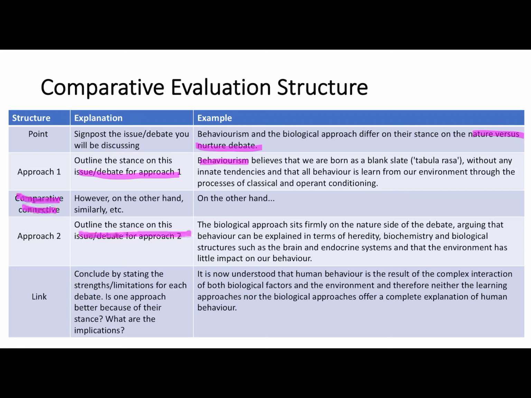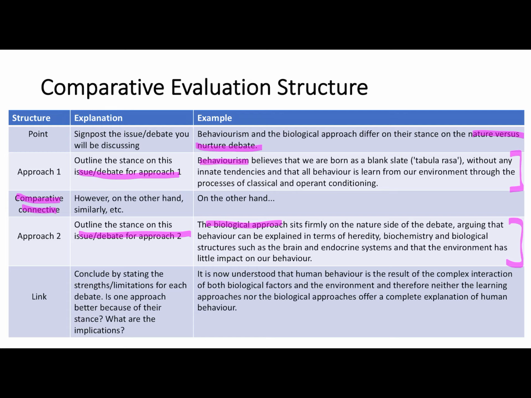And then you're just going to do the same for your second approach. So this time we're outlining the biological approach's stance on nature versus nurture. The biological approach sits firmly on the nature side of the debate, arguing that behaviour can be explained in terms of heredity, biochemistry and biological structures, such as the brain and endocrine systems, and that the environment has little impact on our behaviour. So you can see why it's really important for you to memorise those boxes I showed you earlier in that table, because that will allow you to write these paragraphs in detail.